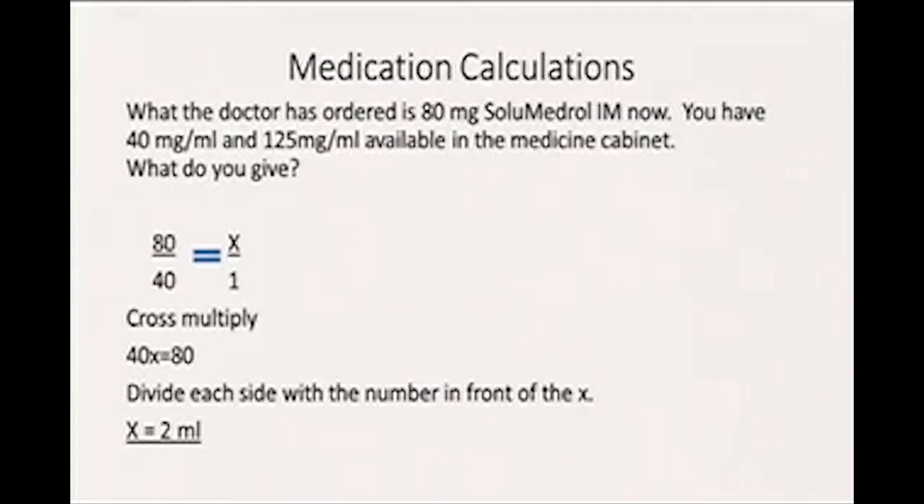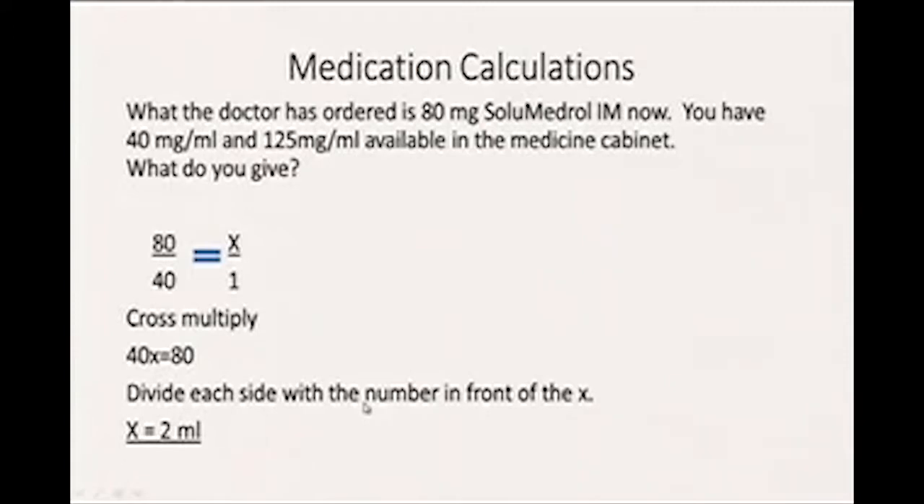So let's set it up with the 40 milligrams first. So what did the doctor order? He ordered 80 milligrams to be given. What do you have on hand? What I have on hand is 40 milligrams. How does the 40 milligrams come? 40 milligrams comes in 1 ml. So here's your 1 ml. I don't know how many mLs the 80 will be in. So let's cross multiply. 40x equals 80, and then divide each side by the number in front of the x, 40. So this will be 1, and this will be 2. So x is equal to 2.